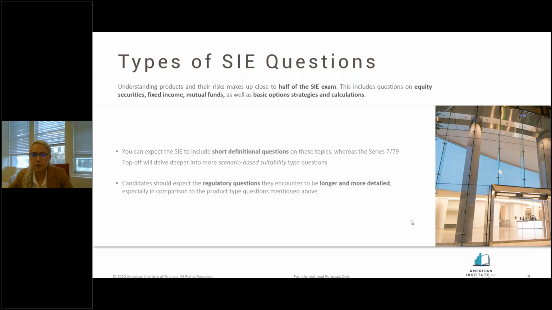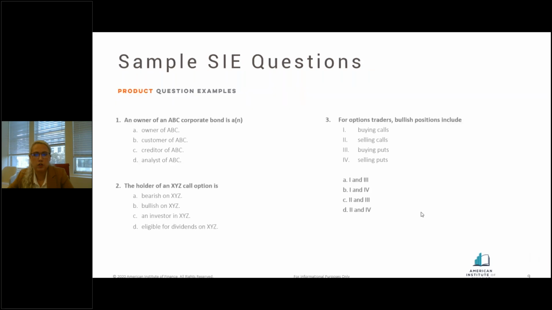But let's talk about actual questions. So the first few examples that I wanted to show you guys are related to products. So it could be equity securities, bonds, options. These three questions are a great example of the type of questions you will encounter during the exam. The first one says, an owner of an ABC corporate bond is an owner of ABC, customer of ABC, creditor of ABC, or analyst of ABC.